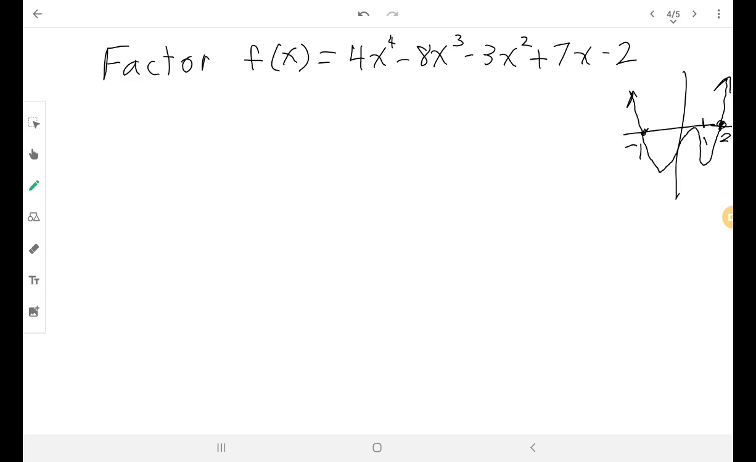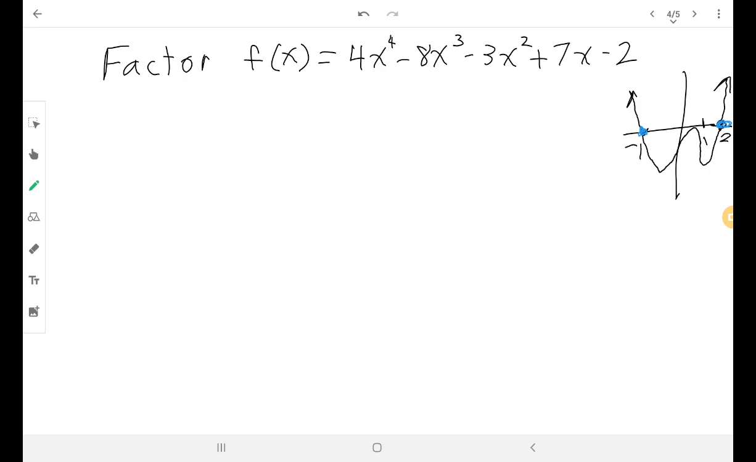So let's talk about how you would actually factor a big thing like this. Now, I'm giving you the graph with it, and the reason I'm giving you the graph with it is because when we factor, what we're looking for are the roots. And the roots are the x values for the x-intercepts. So there are 2 x-intercepts clearly defined here that we can at least test.